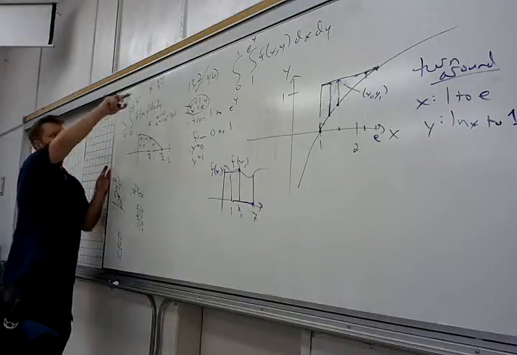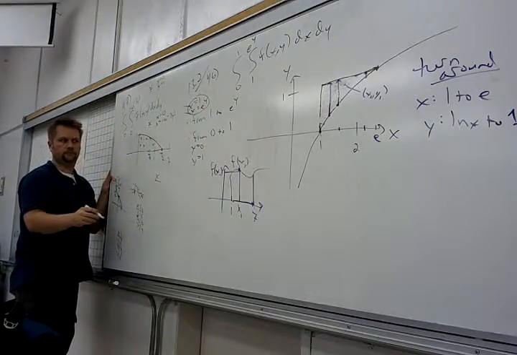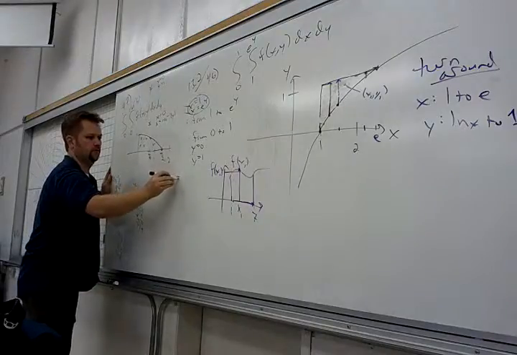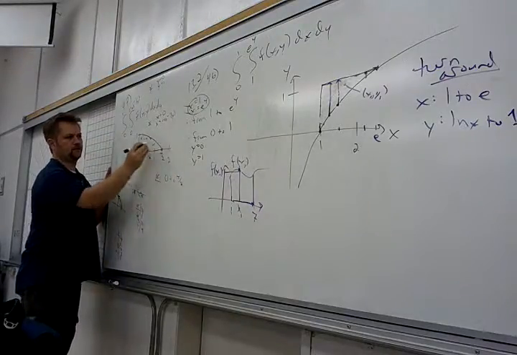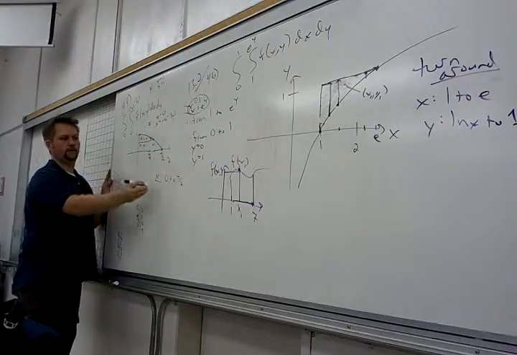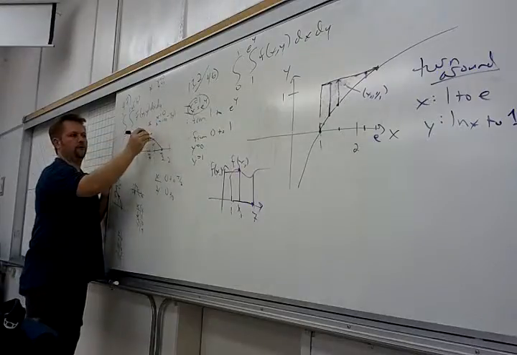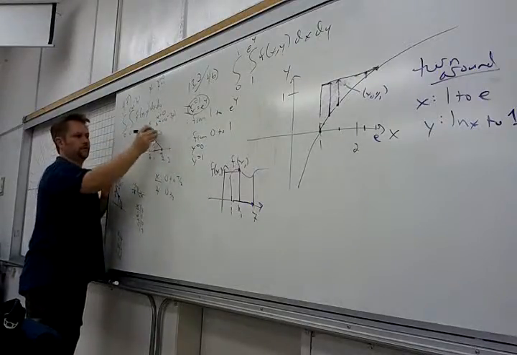If I turn it around, now x can go from what number to what number? 0 to pi over 2. And as x goes from there, what's y doing? It's going from here to there. And if x equals inverse cosine of y, what's y equal to? Cosine x.